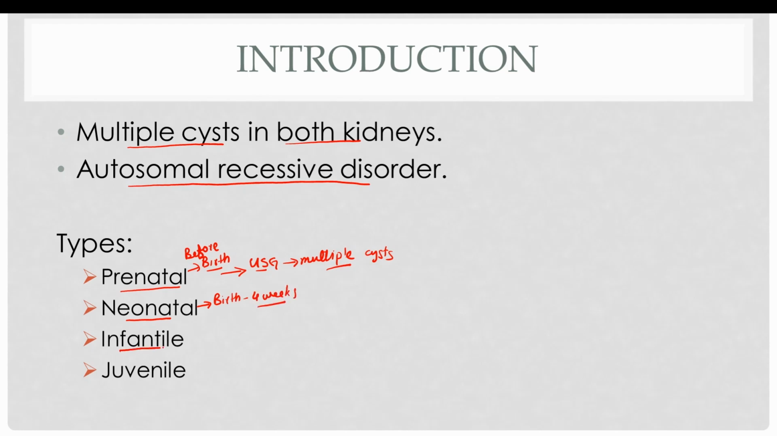The next is infantile, which extends from birth to first 1.5 years of life. And the disease discovered during the infantile age is known as infantile polycystic kidney disease. The next is juvenile, which means pre-reproductive independent age. Prenatal and neonatal polycystic kidney disease is the most common subtype of the disease.